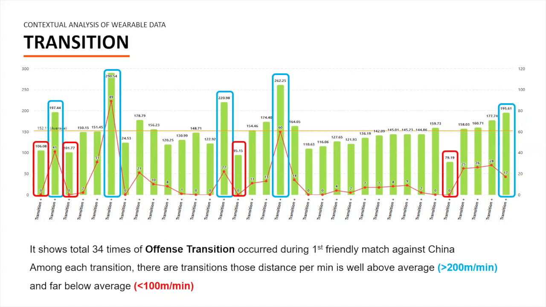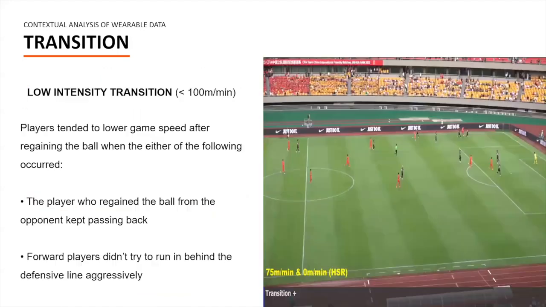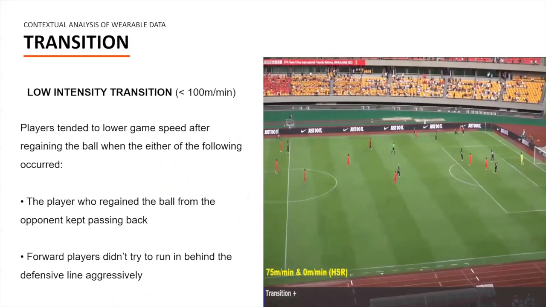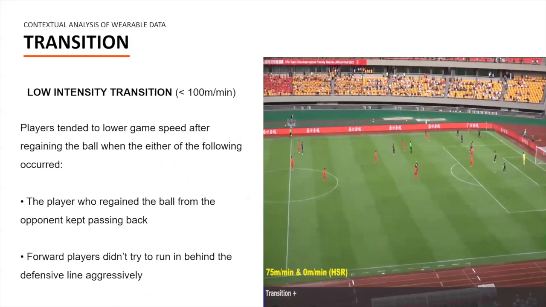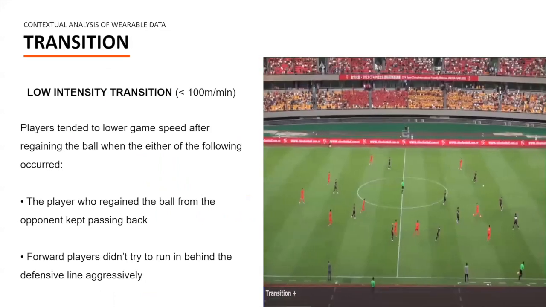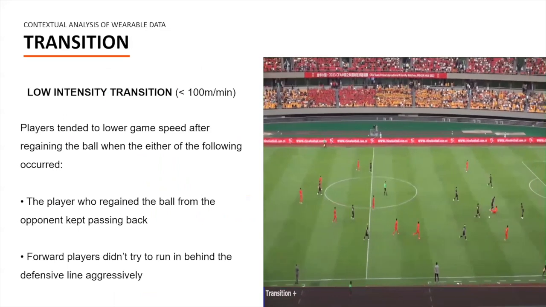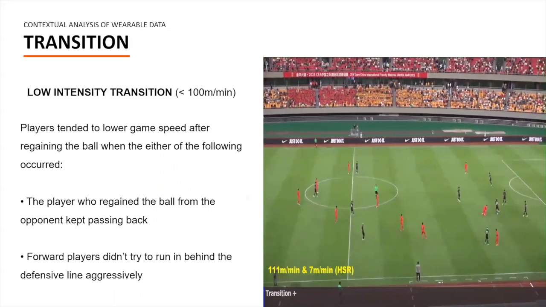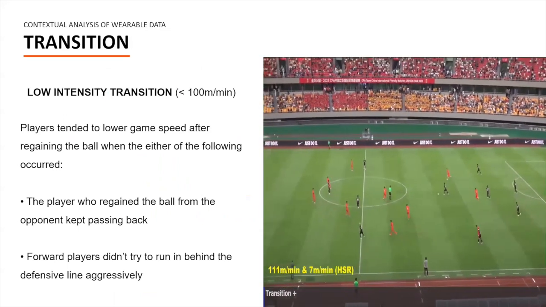Then I also watched the video clips of them, and it turned out that in low intensity transitions, players tend to lower game speed after regaining the ball when either of the following occurred. The player who regained the ball from the opponent kept passing sideways and back. And also, forward players didn't try to run behind the defensive line aggressively.